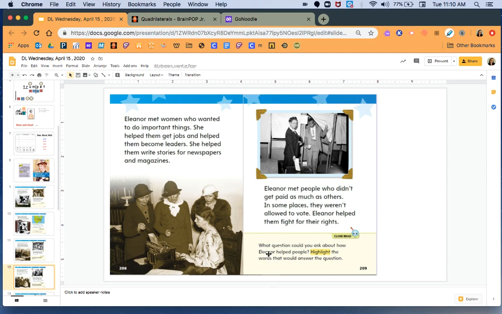So down here it says, I need to read really carefully. What question could you ask about how Eleanor helped people? Highlight the word that would answer the question. So what question could you ask about how Eleanor helped people? Well, let's go back to the text. I see lots of words helped, and so that's going to be some key things. So it says she helped them get jobs. It said she helped them write stories. It said to help them fight for their rights to vote. Now, this fighting means not like you are hurting somebody. This is similar to how we talked about how Martin Luther King Jr. fought for rights for people, means that you use your words to persuade people to change their views.